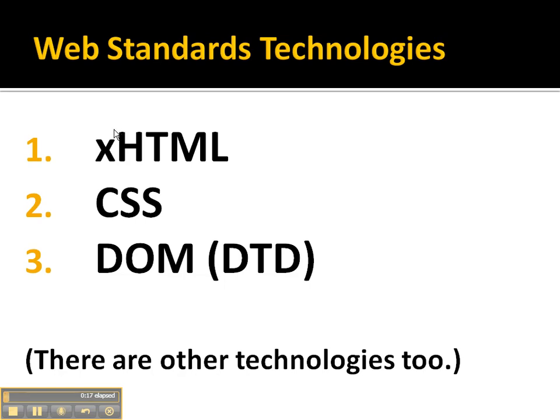So the technologies that we basically have are XHTML, which is the XML version of HTML. We'll talk about that a little bit. CSS, cascading style sheets, and this thing called the document object model, which requires something called a document type definition. We'll talk about that as well.